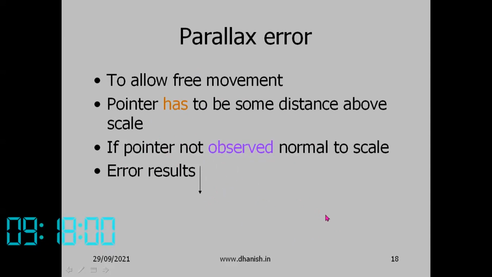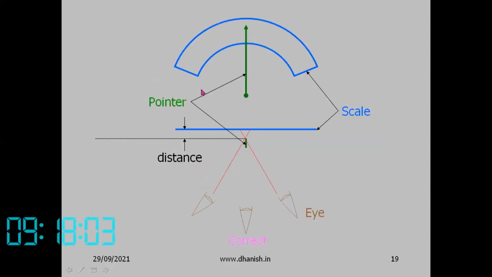So this error is called parallax error. For example, in many electrical instruments like the voltmeter, we have this sort of a setup. There is a scale in front of which a needle moves. This is the distance between the pointer and the scale. When the eye is in the correct position, the reading will be correct. But if the eye is in this position or this position, then the reading may be different. So this is called parallax error.